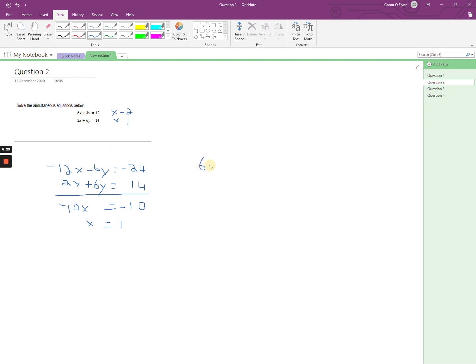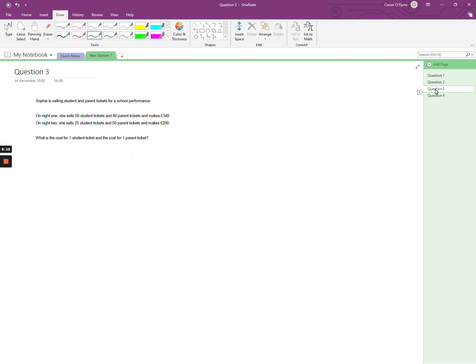And I put it back into one of the equations. We'll just do this one. It's 6 plus, so y equals 2. So my point is 1, 2. And if I try this one, 1, 2, so that'll be 2 plus 12 is 14, so I know I'm right. And this one is just an English question, still simultaneous equations.